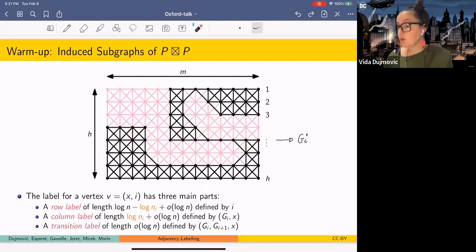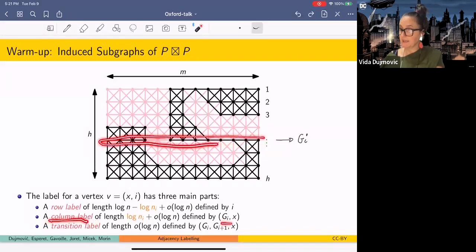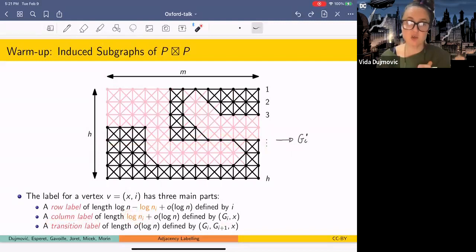Okay, so then you want to encode each... we call it column label. This is the graph induced by these columns, but it's really the graph induced by a row, G_i. We're going to try to do that with n_i labels. Okay, so imagine that we managed to do that.